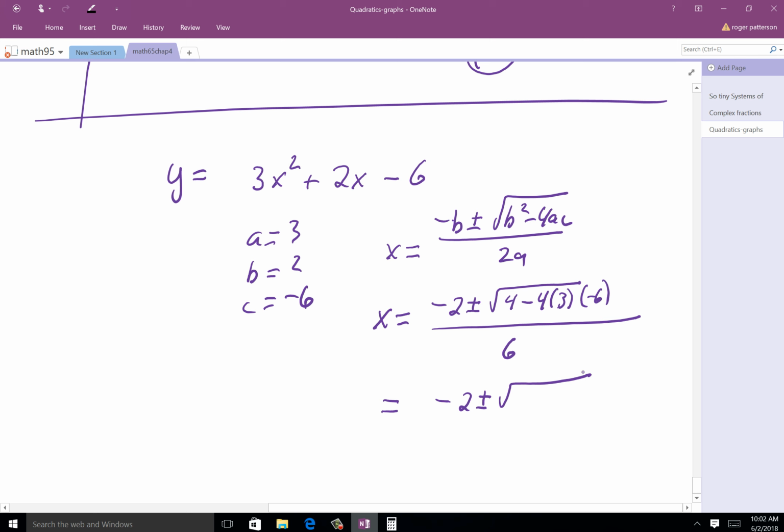And again, you show as much as you want. I'm showing a lot more than I probably would. 4 times 3 is 12. Ooh, I need 12 times 6. 72. Put a plus there. Put a 6 there.